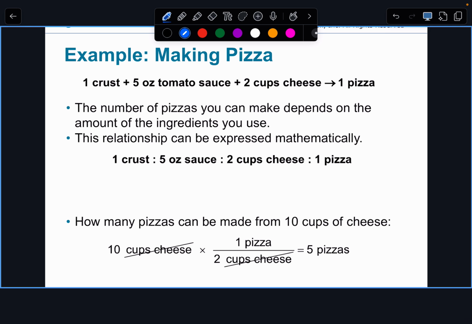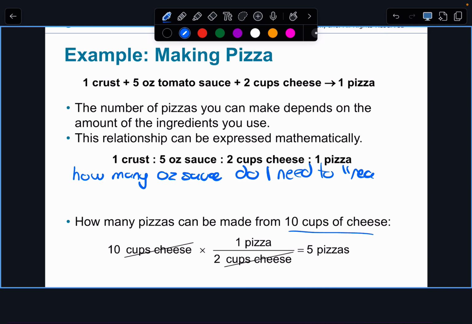And sometimes I feel like you don't pay attention if it's already written out for you. So I'm going to make one up. Let's say, we'll use the 10 cups of cheese still, but let's say how many ounces of sauce do I need to react, or to mix into the other ingredients, with 10 cups of cheese. So I'm still going to use that 10 cups of cheese, but instead of asking how many pizzas I can make, I want to ask how much sauce do I need with that 10 cups of cheese.